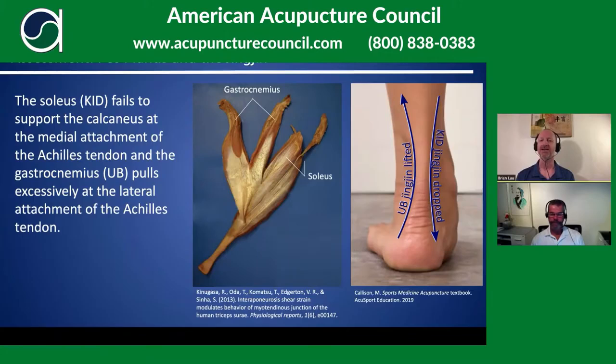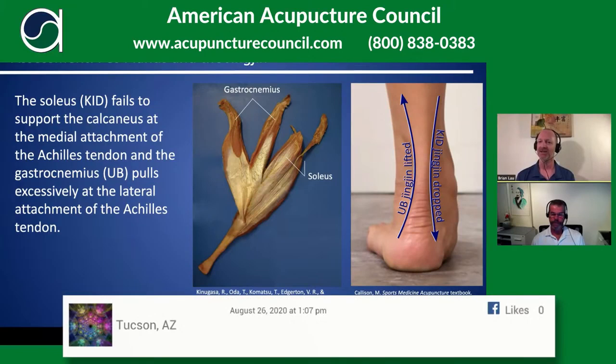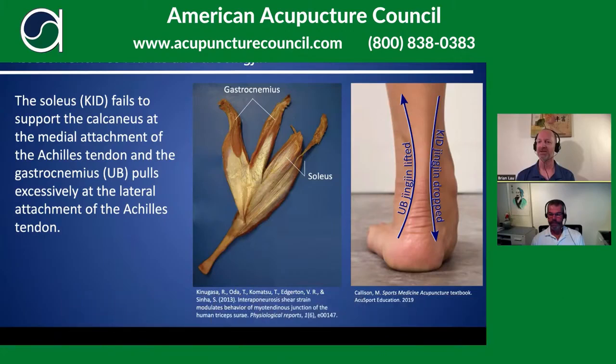Right, next slide. And this is looking at it from the back. So if you look at the right side of the foot image, you can see that the calcaneus tilts. This is part of the eversion that we saw in the video. The calcaneus tilts medial. The top of it kind of falls medial. And you can see a bowing of the Achilles tendon. So we can see a dropping of the kidney sinew channel and a lifting of the urinary bladder.